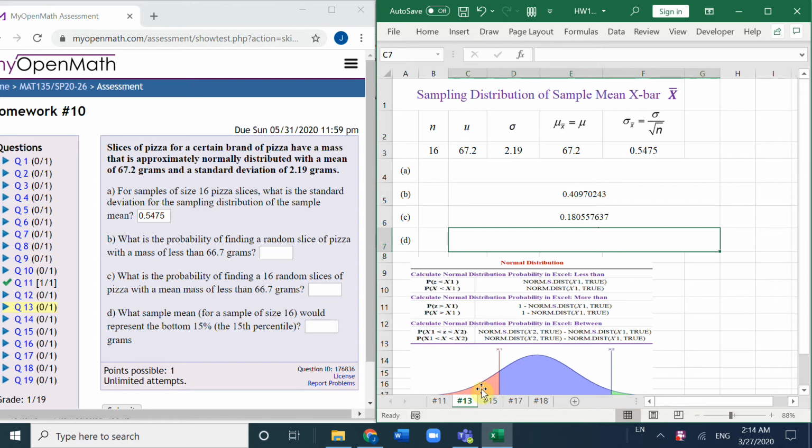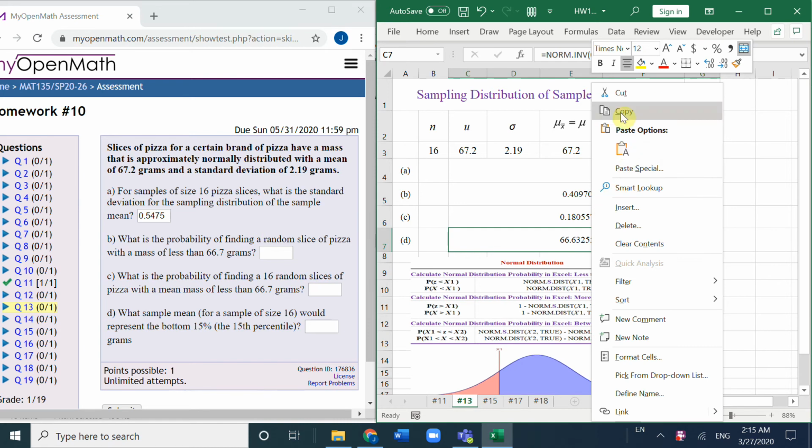That means this area is 0.15. Then you want to get to this variable x. So is norm inverse. So the left side area to this unknown variable is 0.15. The mean is 67.2. The standard deviation is this number. So hit enter. Now let's copy all the answers.